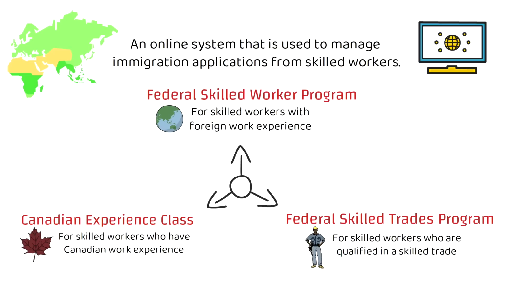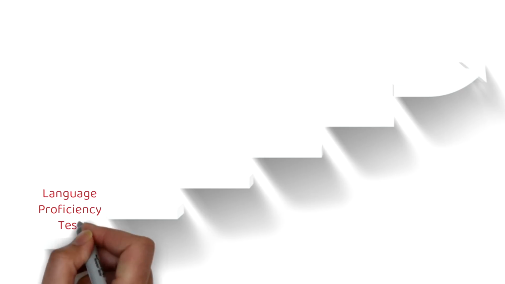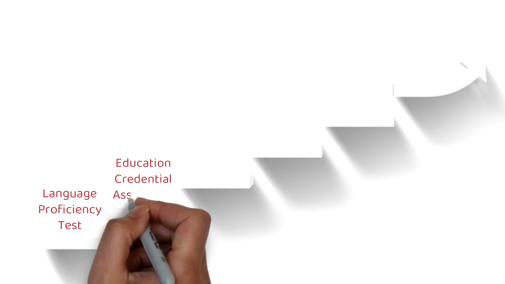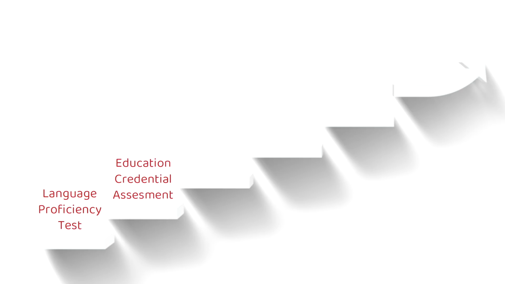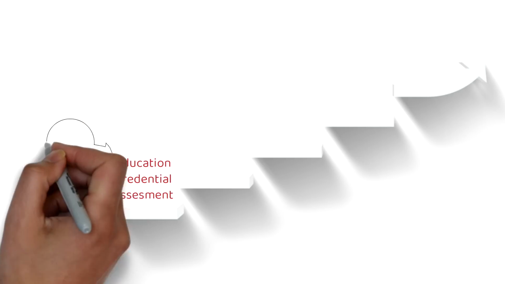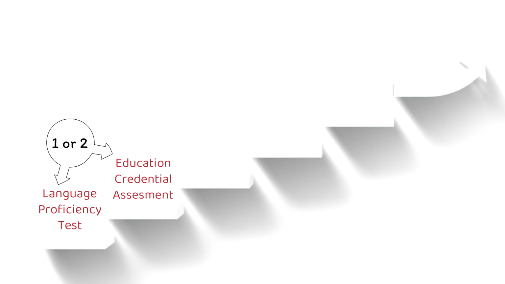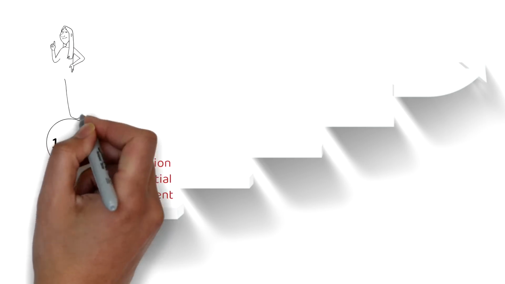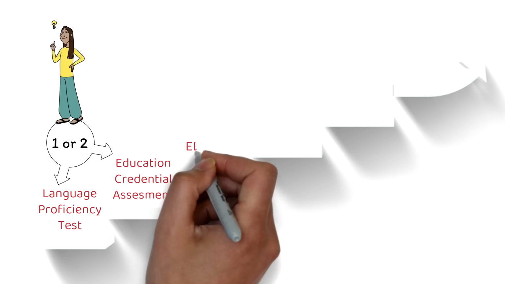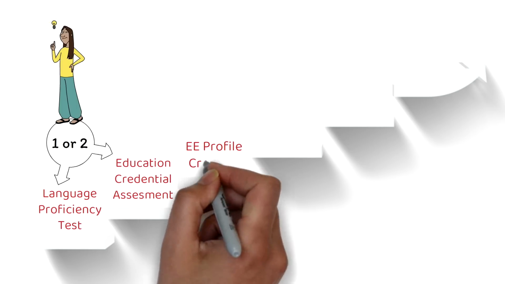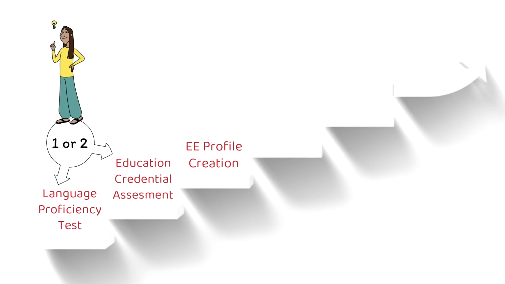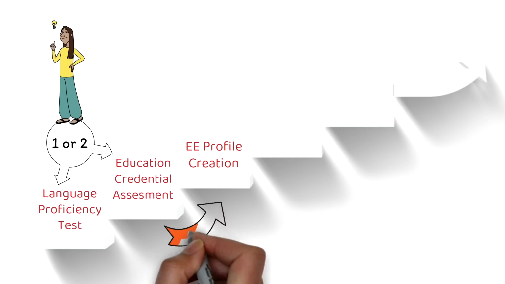Okay, now when you know the overview, at least something about the Express Entry program, we can talk about the different steps that are involved. The first step is the language proficiency test. The second one is the education credential assessment. Now the first and second step are actually the prerequisites to apply for the PR. So the order of the first 2 steps does not matter. And actually, to save time, you can do both of these steps in parallel. Now the third one is the Express Entry profile creation. So in order to reach the third step, you would be required to complete the first 2 steps.